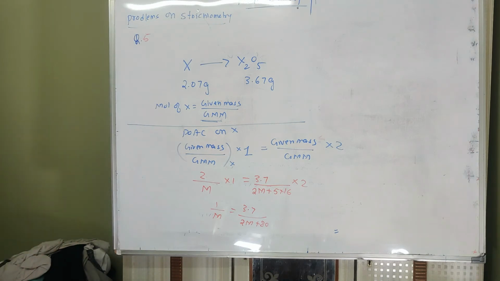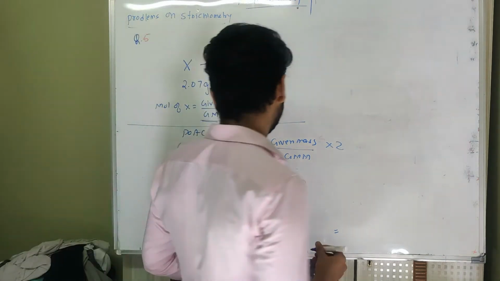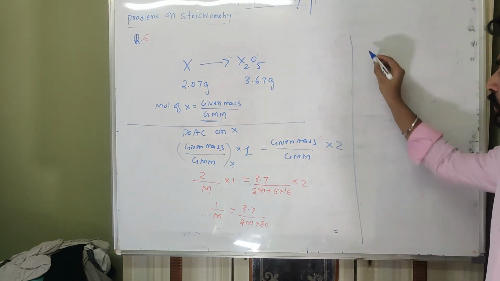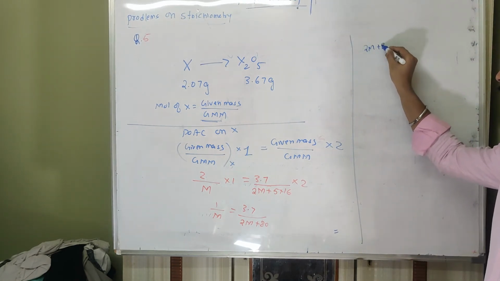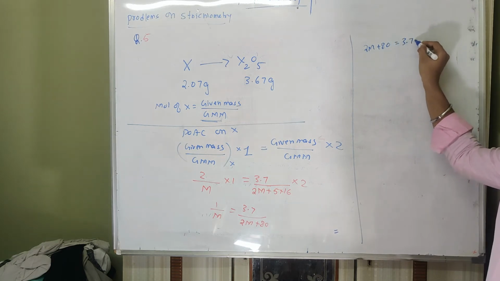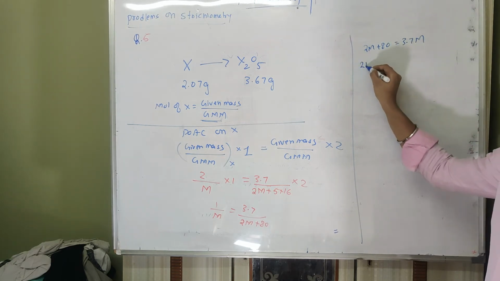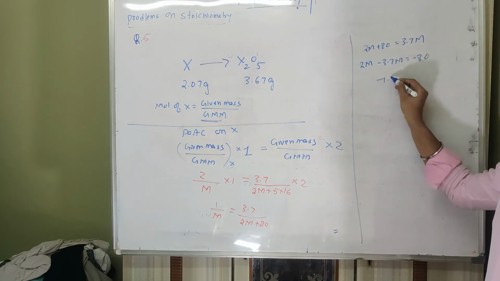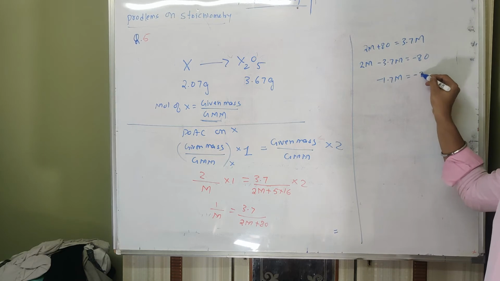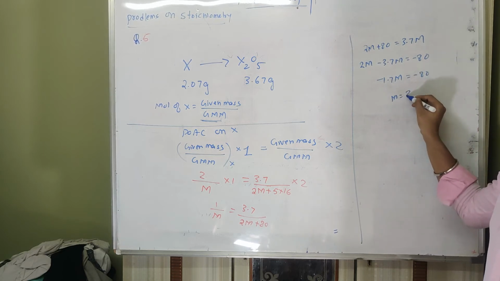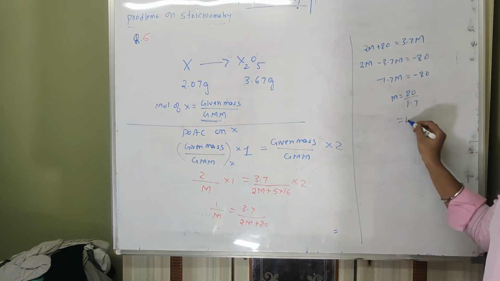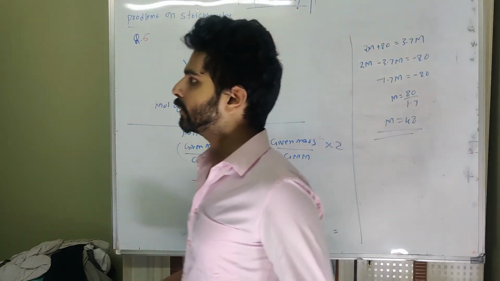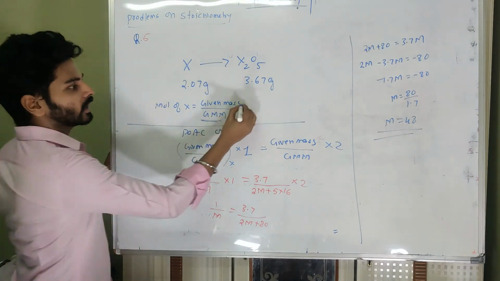So here we can correlate it as, let us say, 2M plus 80 is equal to 3.7M. So 2M minus 3.7M equal to minus 80. 1.7M equal to 80. M equals 80 upon 1.7. This is almost 48.